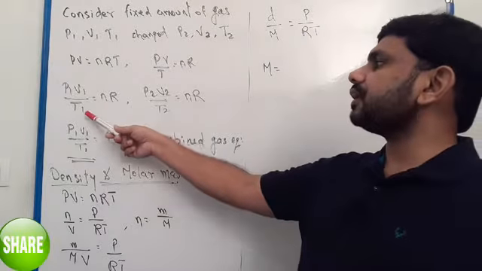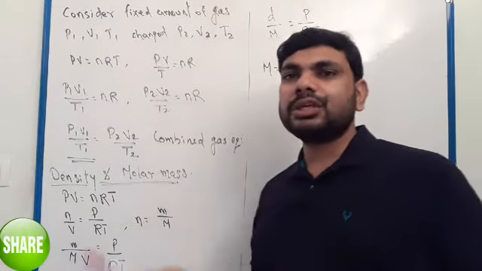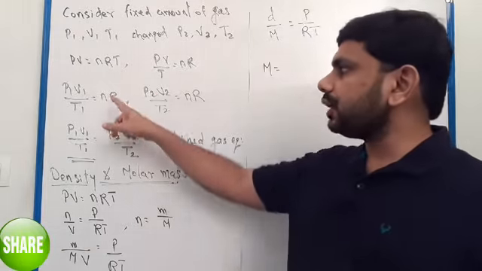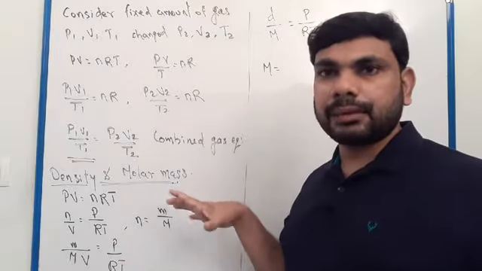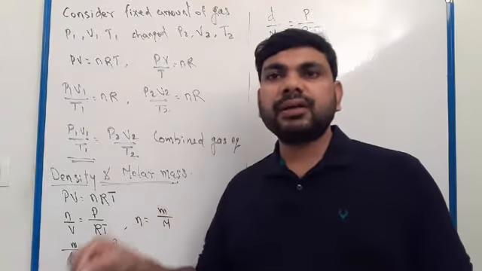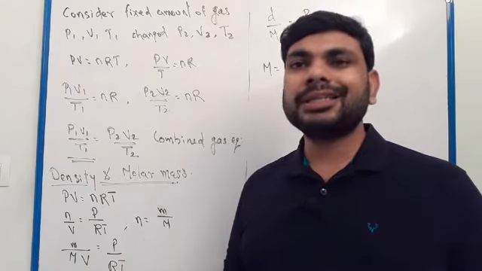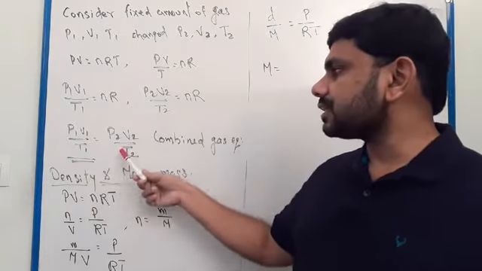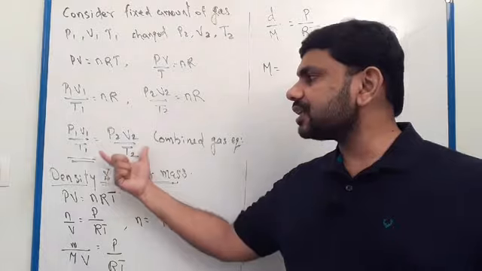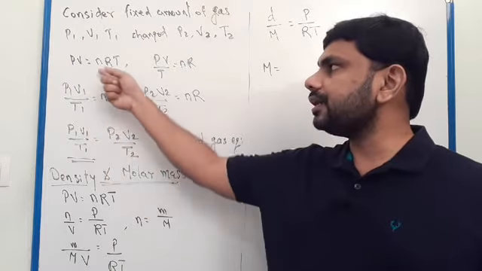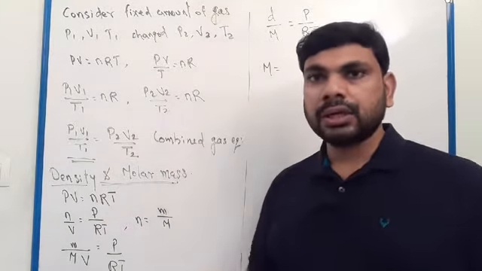P1 V1 divided by T1 equal to nR. P2 V2 divided by T2 equal to nR. Here, the right-hand side in both equations is the same. So we can say P1 V1 divided by T1 equal to P2 V2 divided by T2. We can write it like this. This is called the combined gas equation, and we derived it from the ideal gas equation.